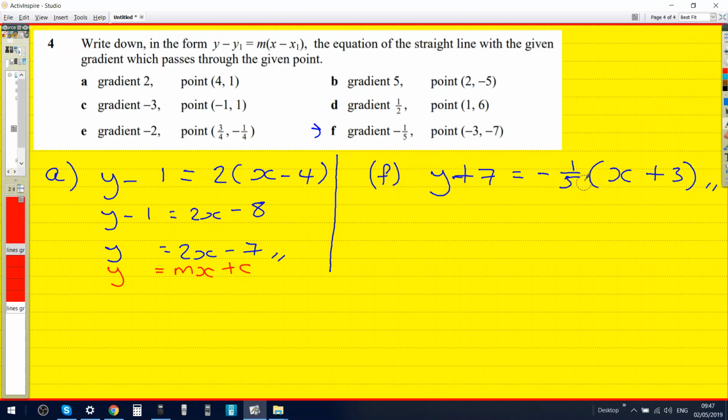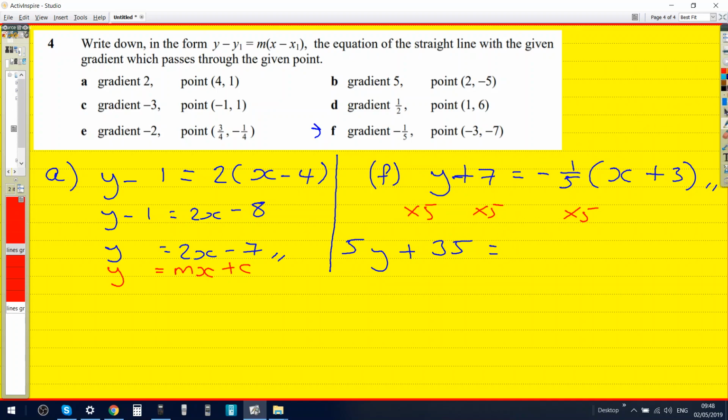What turns 1/5 into a whole number? Plus fifth. That would make it 1/25. Oh, okay. I'm not sure. Times by 5. Right. Okay. So 5y plus 45 equals 5x plus 15.